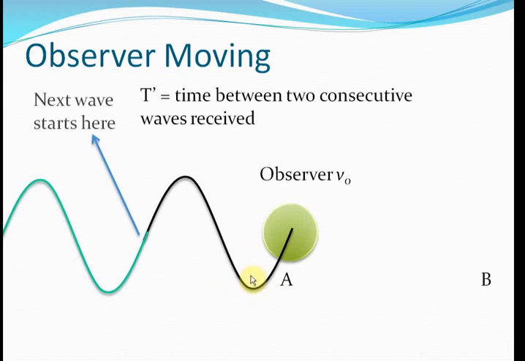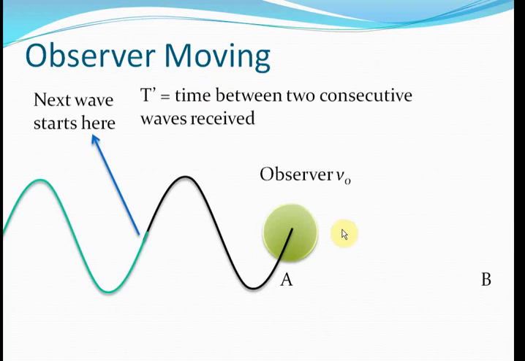So for example, this is one wave and this is another wave. The time taken by the observer to receive this wave completely, the time in which this wave passes through the observer completely and the next wave is just about to pass through the observer, that is the time between two consecutive waves received by the observer, equal to t dash. So the time taken by the wave to pass through the observer completely is t dash, and 1 by t dash is the frequency experienced by the observer.